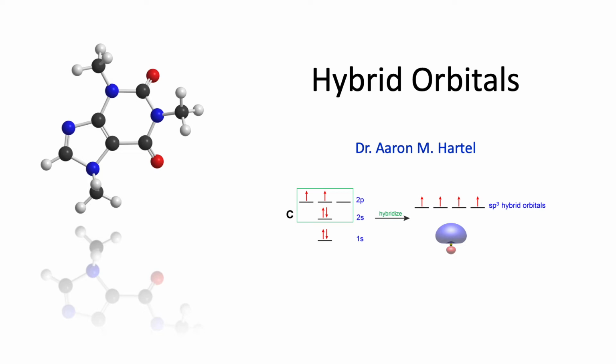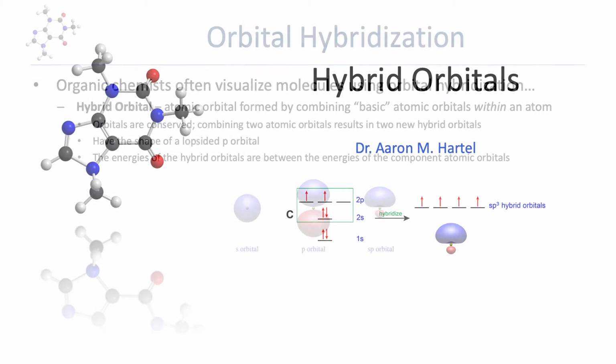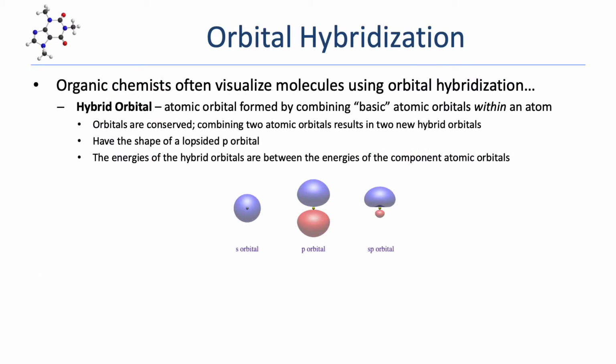In this lesson, we're going to be looking at how atoms combine to make bonds. And specifically, we're going to be using the hybrid orbital model for covalent bonding. Now, organic chemists typically visualize molecules being built using hybrid orbitals.